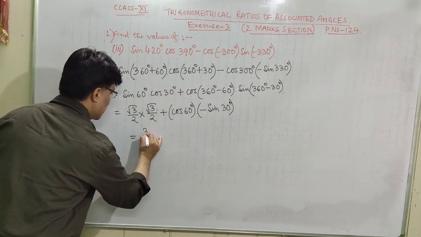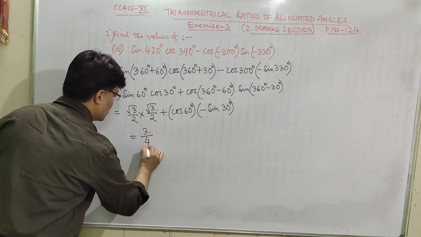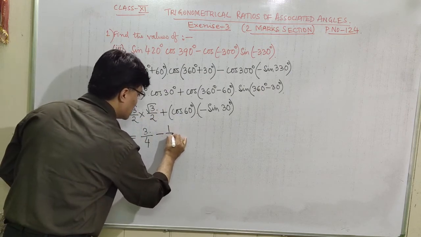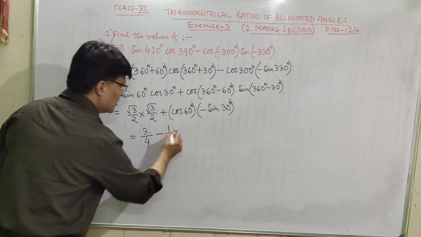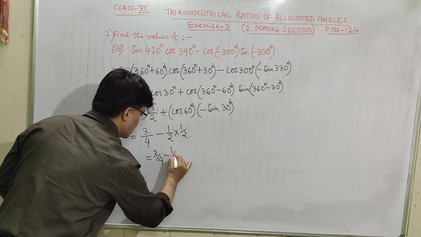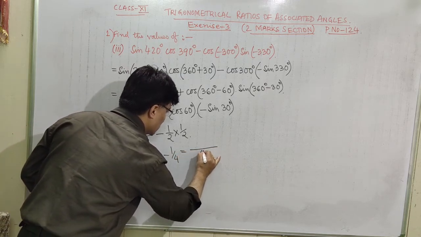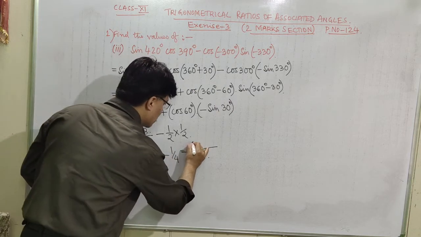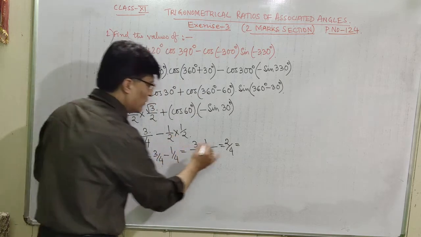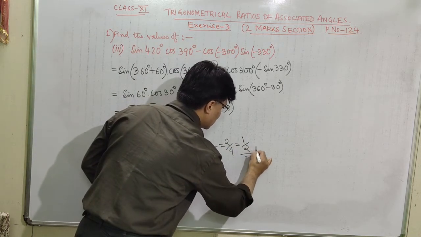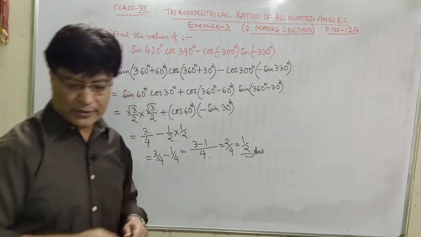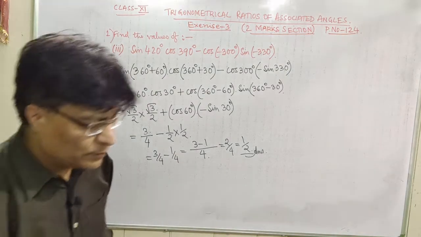Root 3 into root 3 is 3 divided by, 2 2s are 4, plus into minus is minus. What is cos 60 degree? Cos 60 is half into, what is sine 30? It is also half. So which is equal to 3 by 4 minus 1 by 4, which is equal to, what's the LCM? LCM is 4. So it is 3 minus 1 is equal to 2 by 4, which is equal to, what is 2 by 4? You can cancel it. 2 1s are 2, 2 2s are 4. So half is the answer. So you can copy it. Now we'll do the next question.